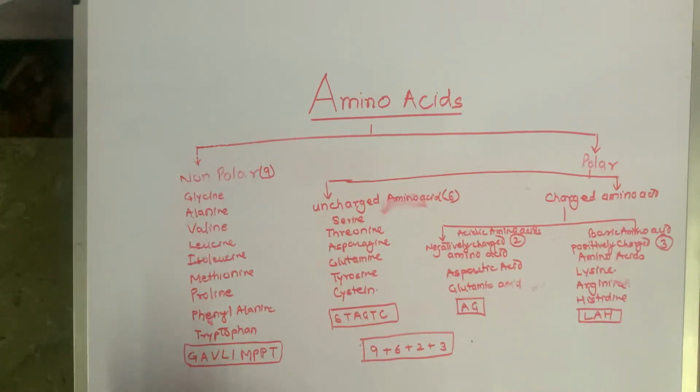So we have learnt how to remember the names of amino acids under various categories or classifications. In the next class, we will learn how to remember the structures of these amino acids.